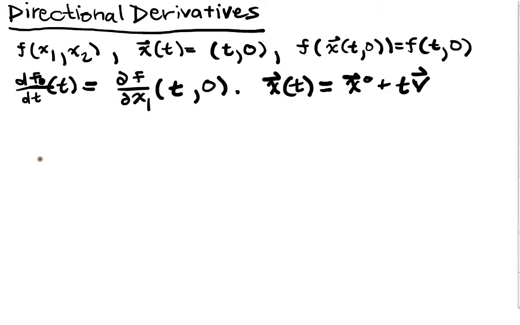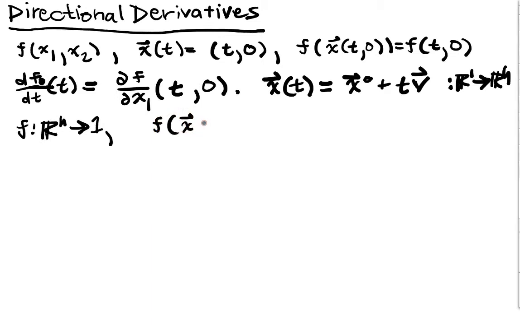And what do I get when I compose this function, right? Well, this is essentially a function from R1 into Rn. And generally I have a function f from Rn into R1. So when I have this particular f of t, I have f of x naught plus tv, which is now a function from R1 into R1, which means I can take a derivative and I can employ the chain rule. That's great.